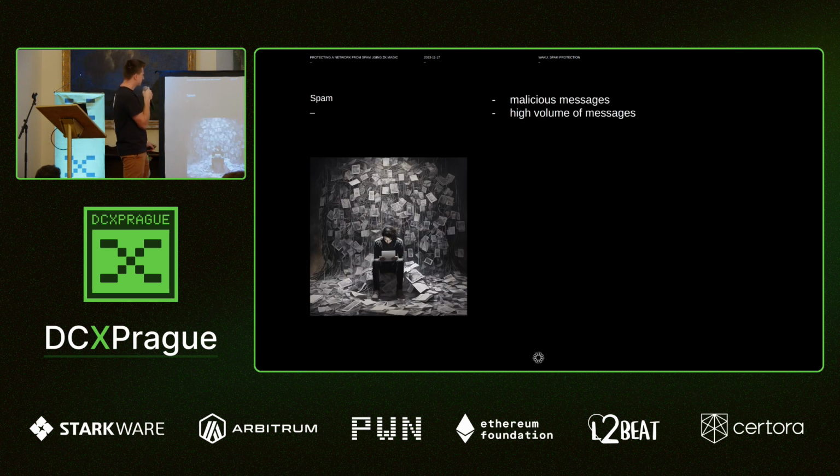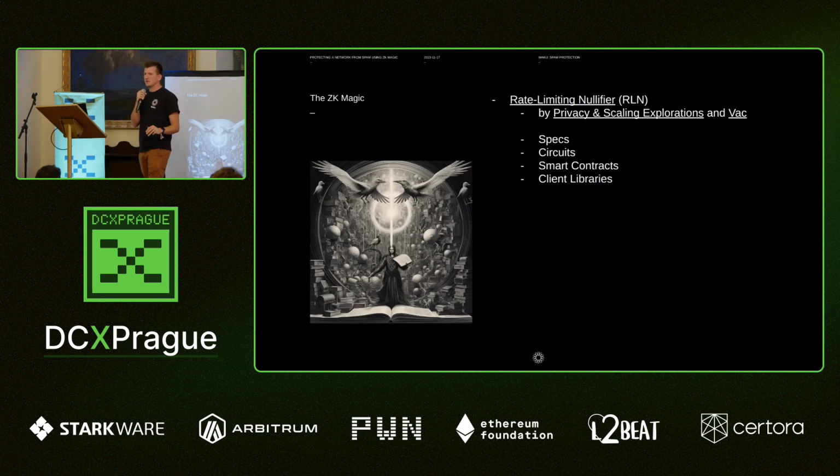Okay, so let's be very specific about spam. There are two types of spam, I think. Malicious messages, things that may be hurting you if you act upon the message, and then high volume of messages, the repeatedly sent messages. We don't care about the malicious messages because we are censorship resistant, and we have no idea what a malicious message is, right? I don't know if you saying, pay me money, is trying to scam someone or trying to actually get paid for some work. So we don't care about malicious messages, we care about high volume of messages. How can we prevent that? We can use ZK magic. We basically need rate limiting.